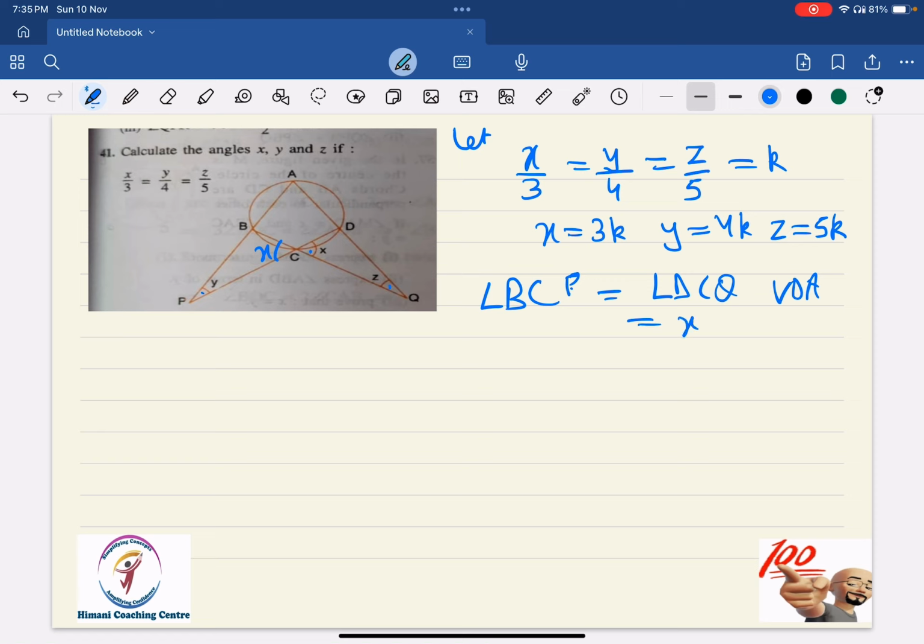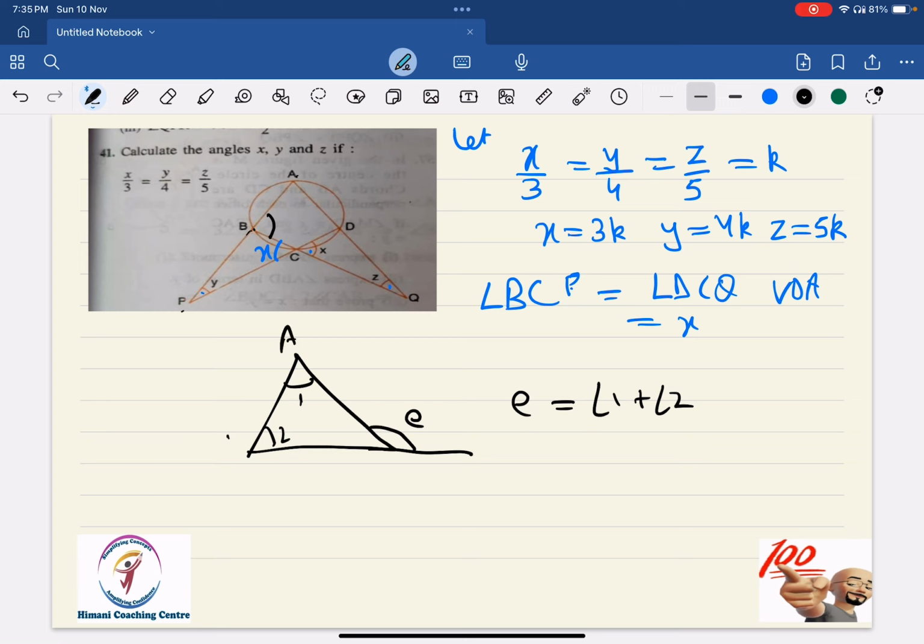Now, if we look at this angle and triangle BPC, so angle ABC is exterior angle, okay? And what is exterior angle theorem? Let us quickly recap that. So this is exterior angle, and if this is angle 1 and 2, so we always say exterior angle equals sum of interior opposite angles. So this is what it would be. So if I try to make it, it is like this. So exterior angle E equals sum of interior opposite angles. That's the theorem which we are going to use.